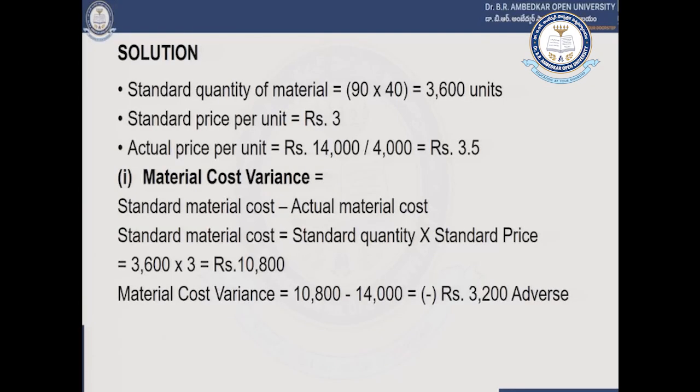For 1 ton of manufacturing we require 40 units of material, and that means in total we need 3,600 units. So the standard quantity of material required for the manufacturing of 1 ton is 40 units. If we multiply with the standard output, we get 3,600 units.